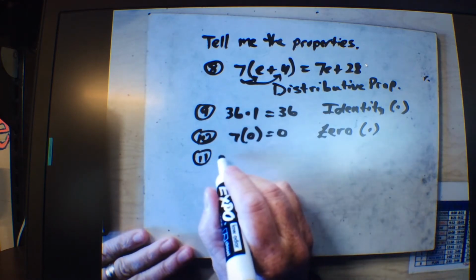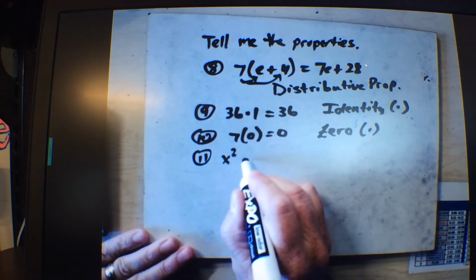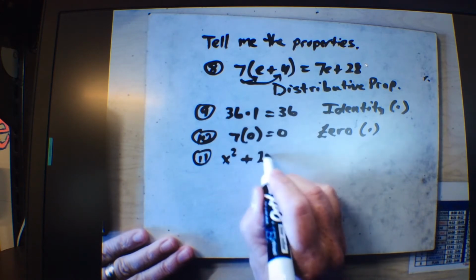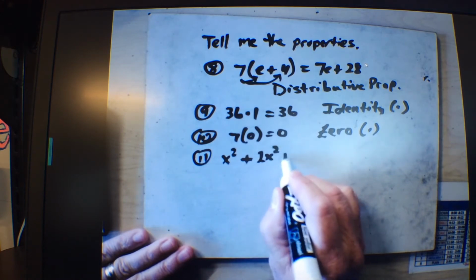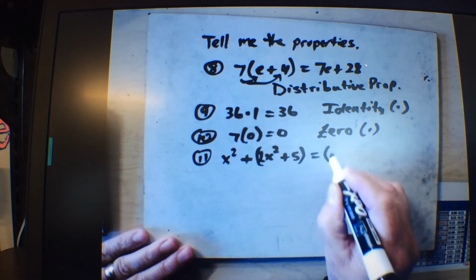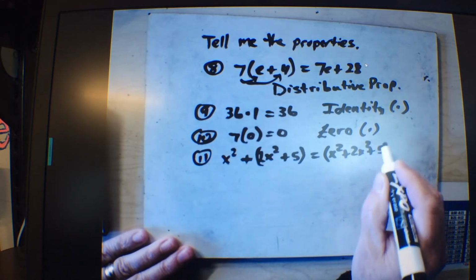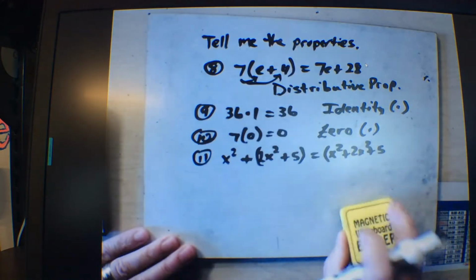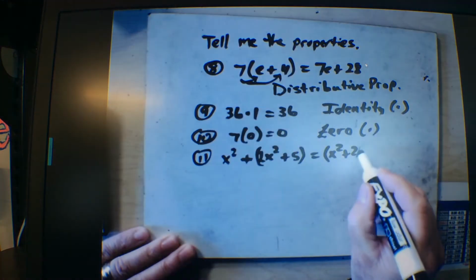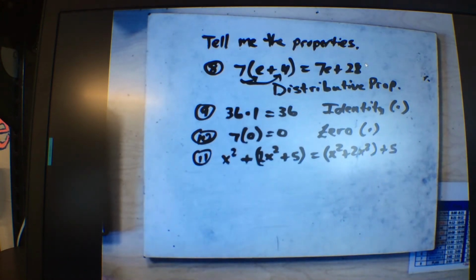How about this one? x squared plus (2x squared plus 5) equals (x squared plus 2x squared) plus 5. Whoops. Let me redo this. I forgot to put my plus 5. There we go. Okay. What is this one?